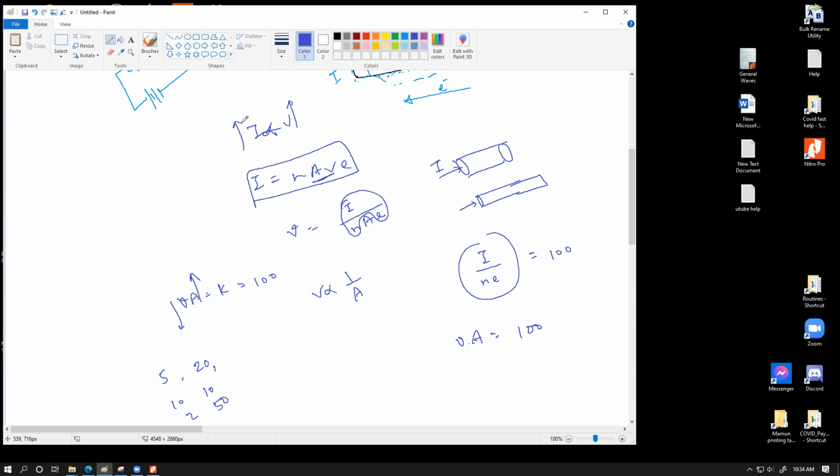Let's say you have a 1 centimeter cube piece of copper and a 1 centimeter cube piece of silicon. The number of free electrons available within the copper cube is tens of orders of magnitude higher compared to the number of free or conducting electrons available within the silicon piece.